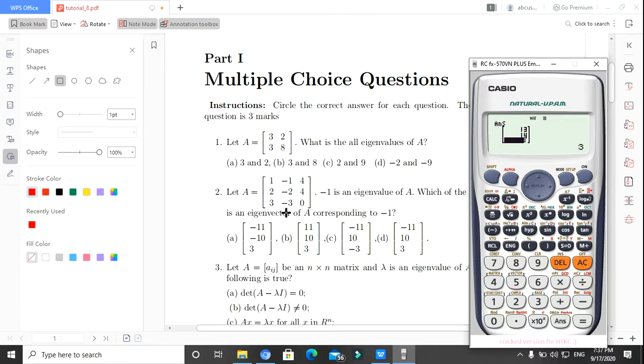This is the way of checking which one is the correct eigenvector when the eigenvalue is given. This is the method of checking.